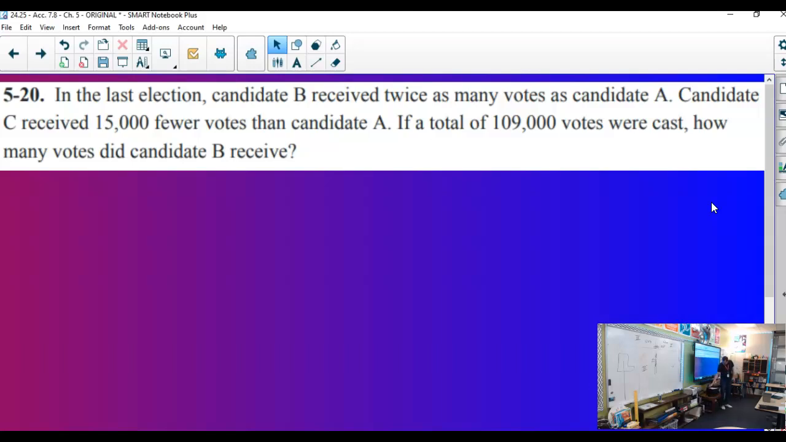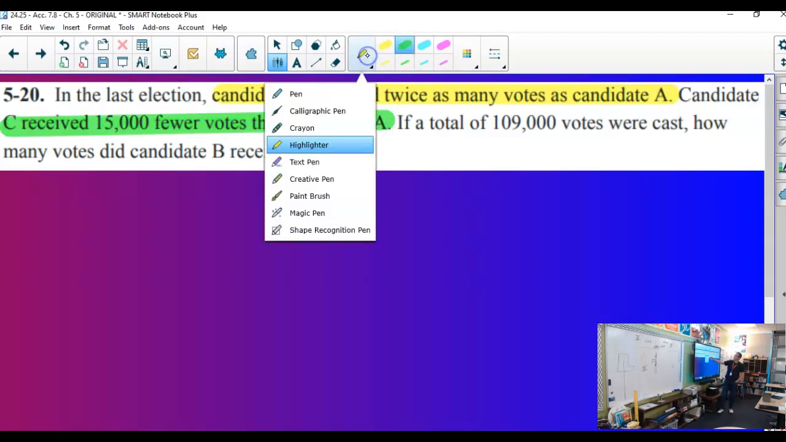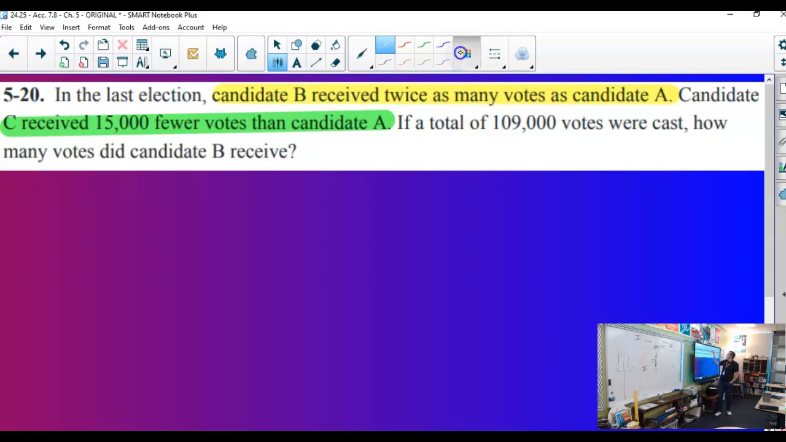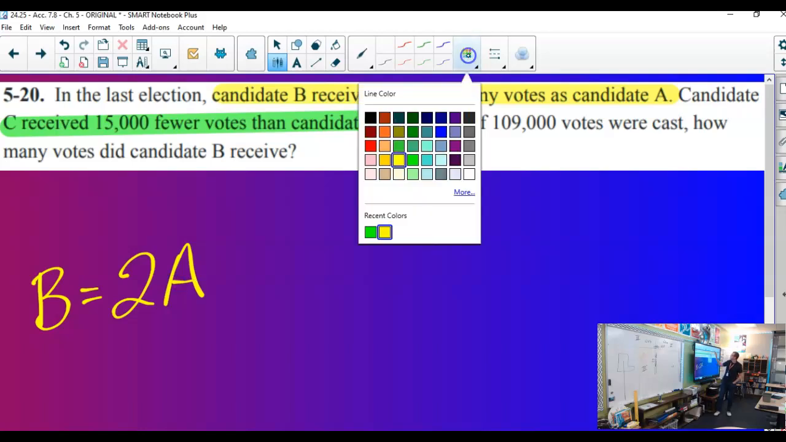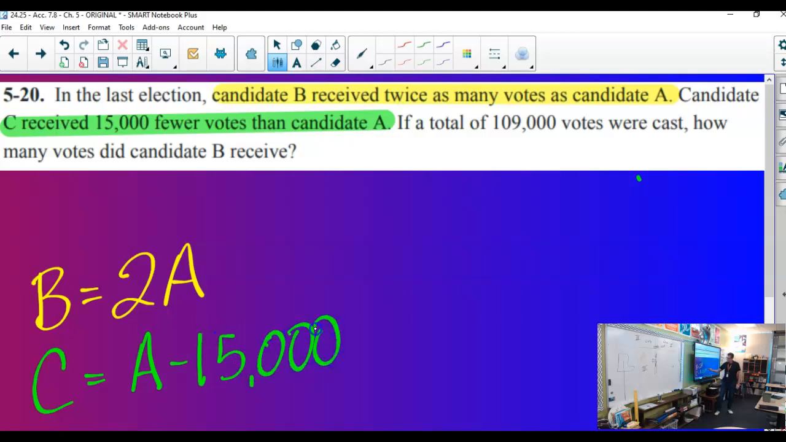All right, Carter, how'd you do this? All right, so when I read the question, one thing I noticed is that everything was being compared to A. Ooh, everything was being compared to A. So B was twice as many votes as A, so B equaled 2A. And C received 15,000. Slow down. All right, B was 2A because it had twice of A. And C received 15,000 votes more than candidate A. And then A was obviously just A.